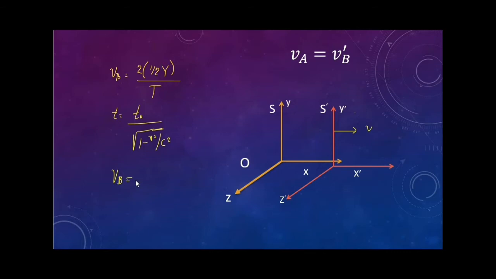Velocity B equals twice 1/2 y, so that will just be y, divided by t naught, then multiplied by the square root of 1 minus v squared over c squared, because that will be y divided by t naught divided by the square root of 1 minus v squared over c squared, so we just get the reciprocal. So we now have the velocity of ball B equal to y times the square root of 1 minus v squared over c squared, divided by t naught, the proper time. That is our velocity B according to the S frame.